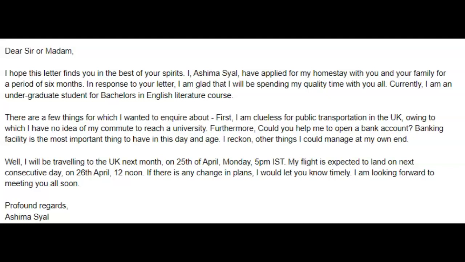Okay, you have the right idea, Ashima. But what I'm finding is that some of the language you're using is a little stilted. It's not really very natural. So I would like to give it a little more natural feel.